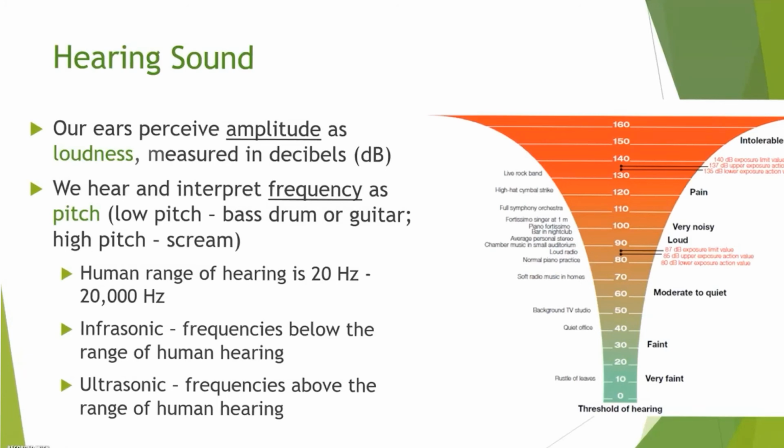Infrasonic sounds are frequencies below that range, and ultrasonic sounds are frequencies above that 20,000 hertz. And some animals can hear in ranges outside of that.